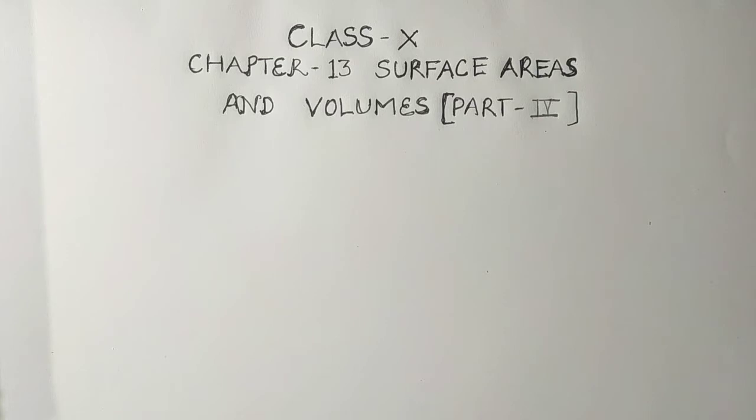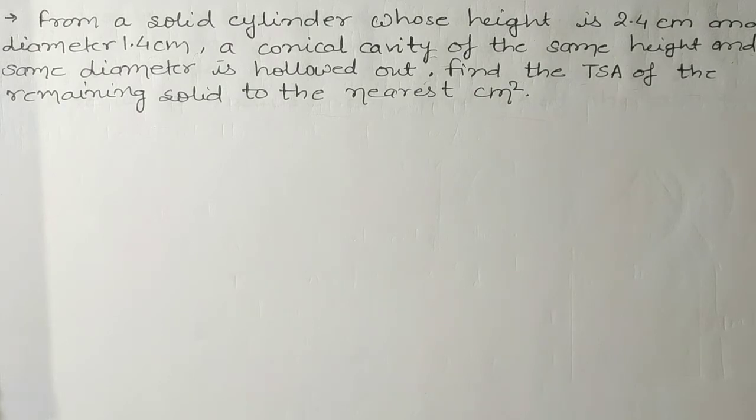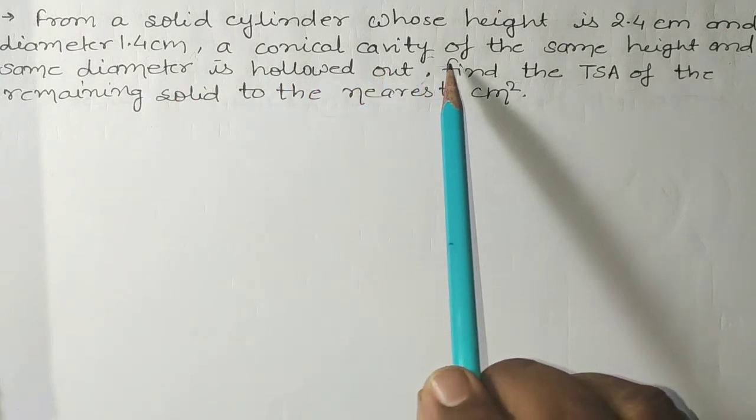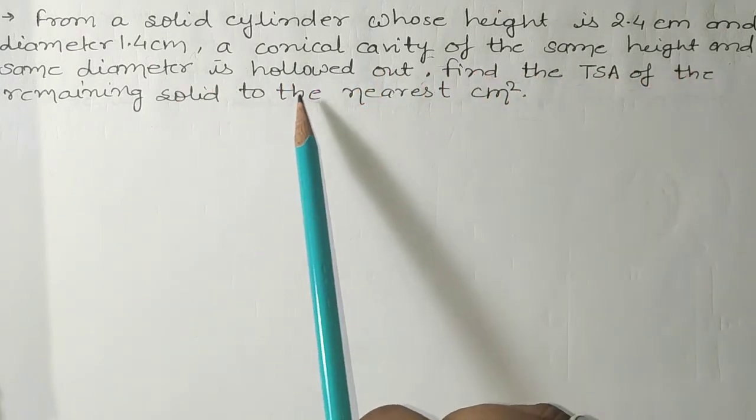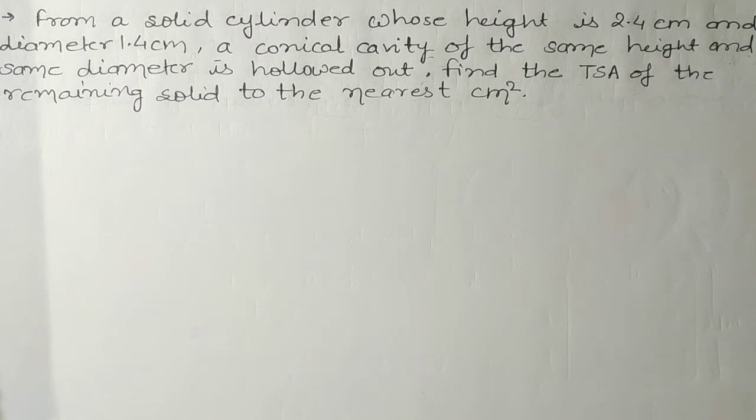Okay students, so let us see what question number 8 of exercise 13.1 is. Question number 8 is, from a solid cylinder whose height is 2.4 centimeter and diameter is 1.4 centimeter, a conical cavity of the same height and the same diameter is hollowed out. Find the total surface area of the remaining solid to the nearest centimeter square. So students, firstly we should understand the question, and we'll understand it with the help of the figure.